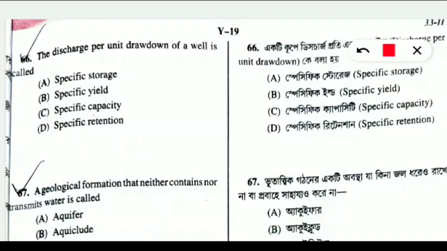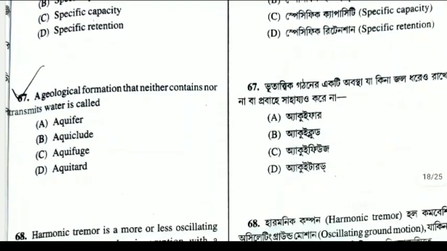Question 66: the discharge per unit drawdown of a well is called what? This is for groundwater. The question is also very important and frequently asked, and here the correct option will be option C. The discharge per unit drawdown of a well is called its specific capacity. Let's move to the next question.